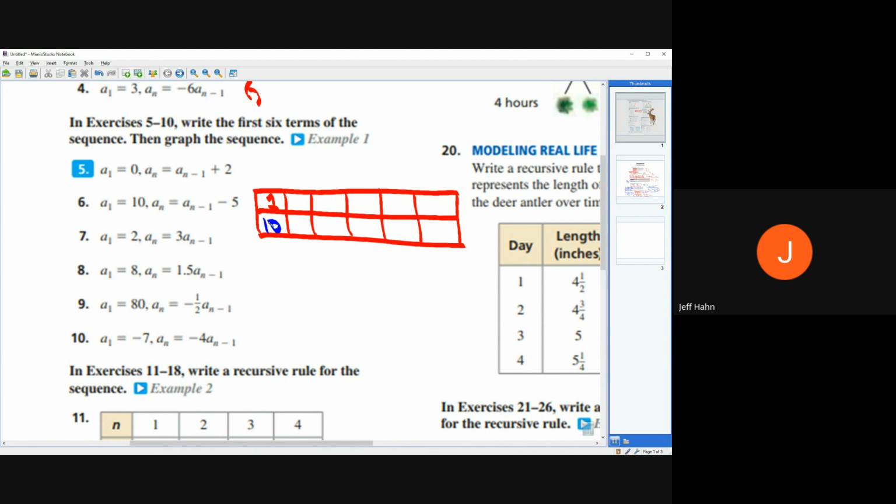Now, I don't need this anymore. I just need to know what's going to happen to the second term. You take the first term and subtract 5. So here, 2, 3, 4, 5, 6. I'm just taking 5 away from the previous term. So this becomes 5, 0, -5, -10, -15.